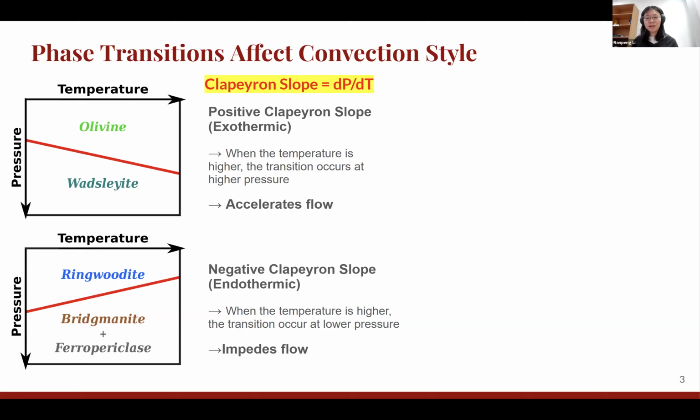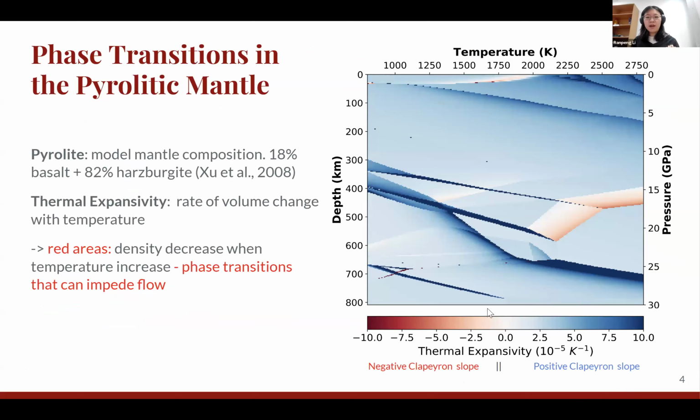So now let's take a look at what phase transitions exist in the mantle. Here we are looking at the thermal expansivity of a pyrolite composition plotted over a temperature and pressure range. These dark blue and red colors are where phase transitions occur. The blue ones are transitions with positive Clapeyron slope, for example, this one is 410, and the red are those with negative slope. And by the way, 660 is here, and it's super sharp to see.